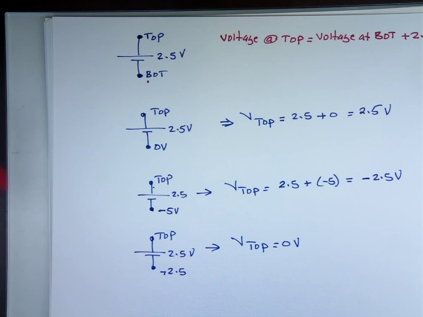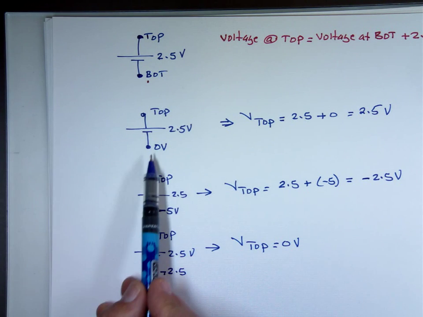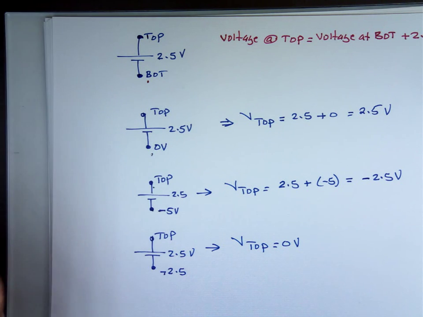But a lot of people will think, they see a 2.5, they think the voltage at the top is 2.5. That's only correct if this is 0 or ground. When you attach it to the ground, when you build a circuit in the lab, you'll see that we always have one ground.